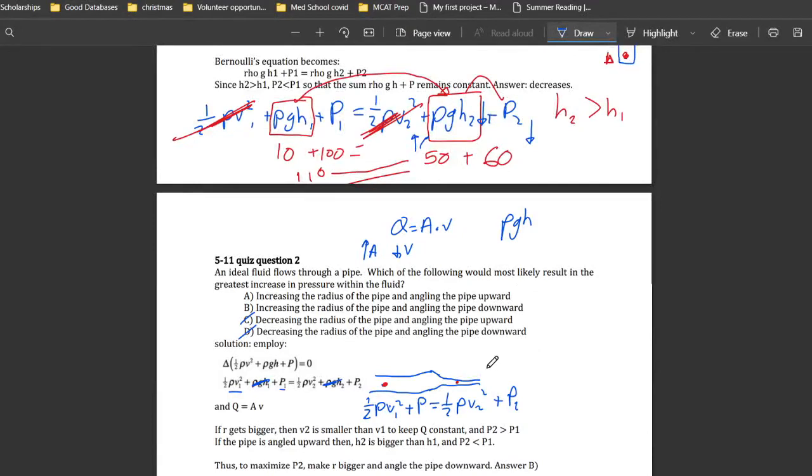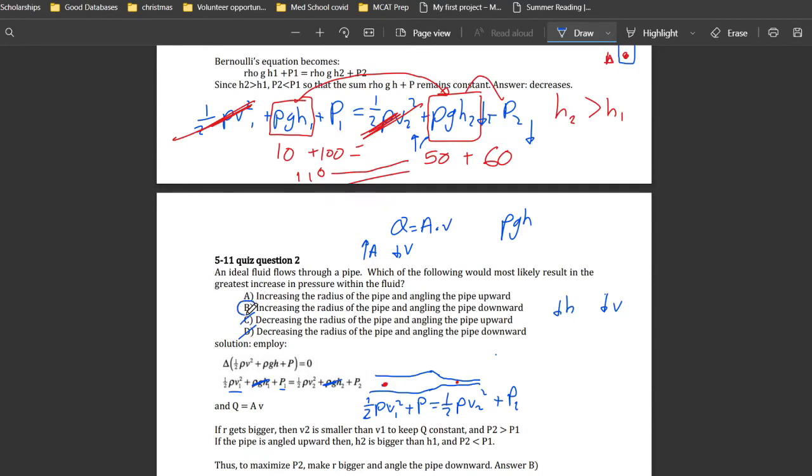So in order to have the highest pressure, we would have to decrease the height. That means in order to have the greatest increase in pressure, we would want a decrease in height, a decrease in h, and a decrease in velocity. And which answer choice best represents this?